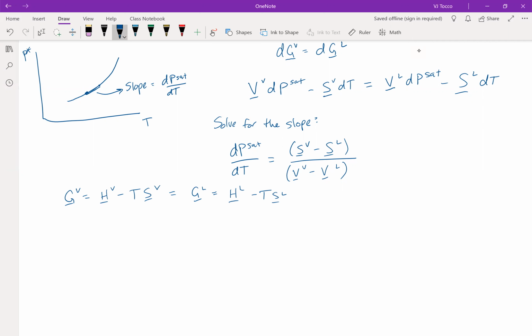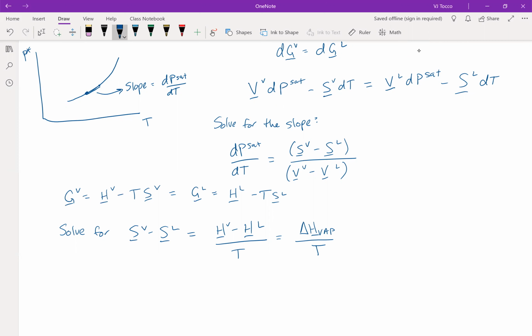And we can rearrange and solve for SV minus SL. And we get that that is equal to HV minus HL over T, which is something we know. So the enthalpy change from vapor to the liquid is literally delta H vap over T.